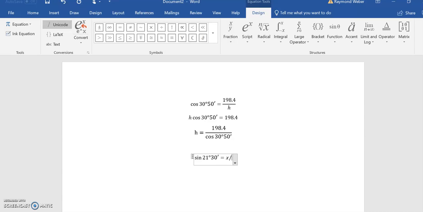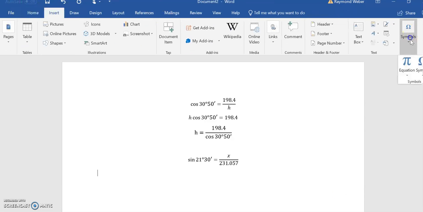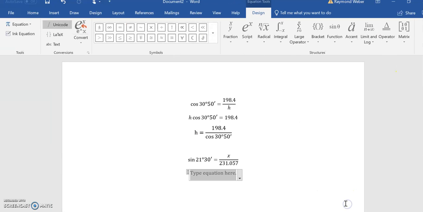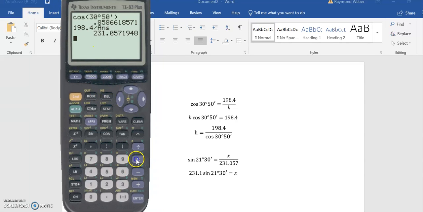x over 231.057, but that's in my calculator. You can do this in your head, you can write this out: 231.1 times the sine of 21 degrees 30 minutes equals x. So now I'm going to get my calculator back out. This times the sine of 21 degrees 30 minutes. And again, you're noticing that I didn't have to round because I'm keeping this all in here.